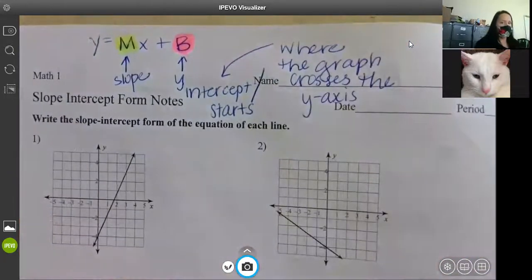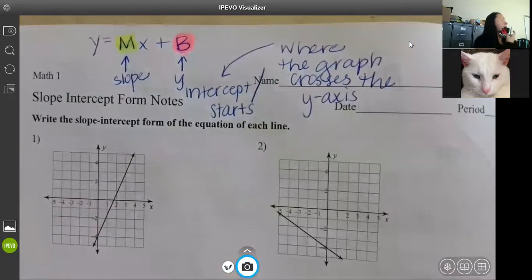Where the graph crosses the y-axis. Right. So we use a lot of color today. It might get on your nerves, but it's going to happen. Slope will always be yellow, and y-intercept's going to be pink.